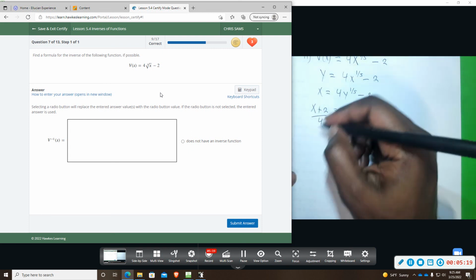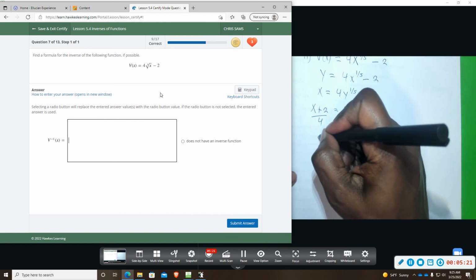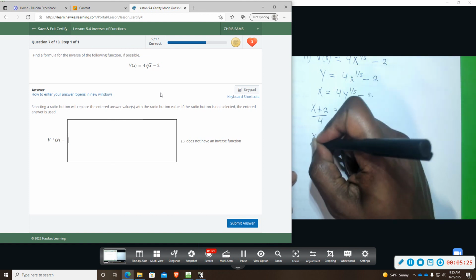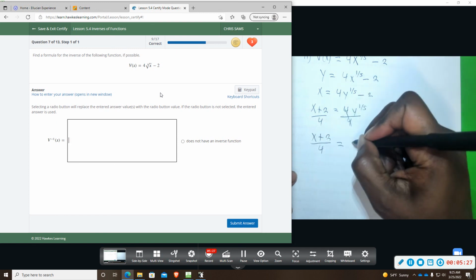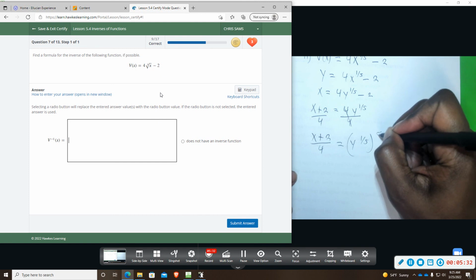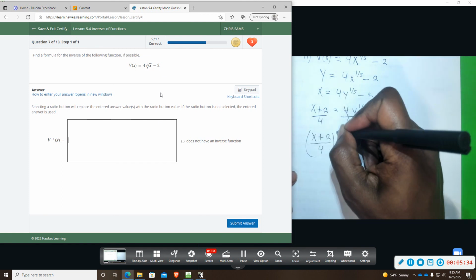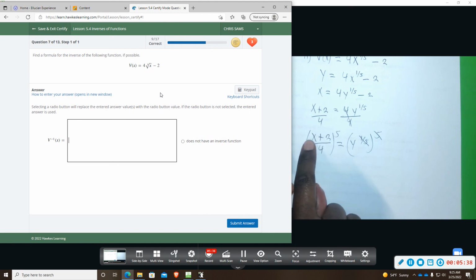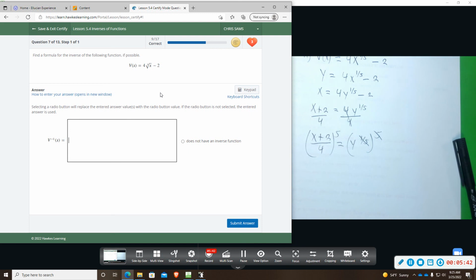And I'm going to leave it in the fraction form. So I'm going to have (x plus 2) over 4 equals y to the 1/5. And then I'm going to raise both sides to the 5th power to get rid of the 1/5. And so I'll be left with this part right here. y is equal to ((x plus 2) over 4) to the 5th power.